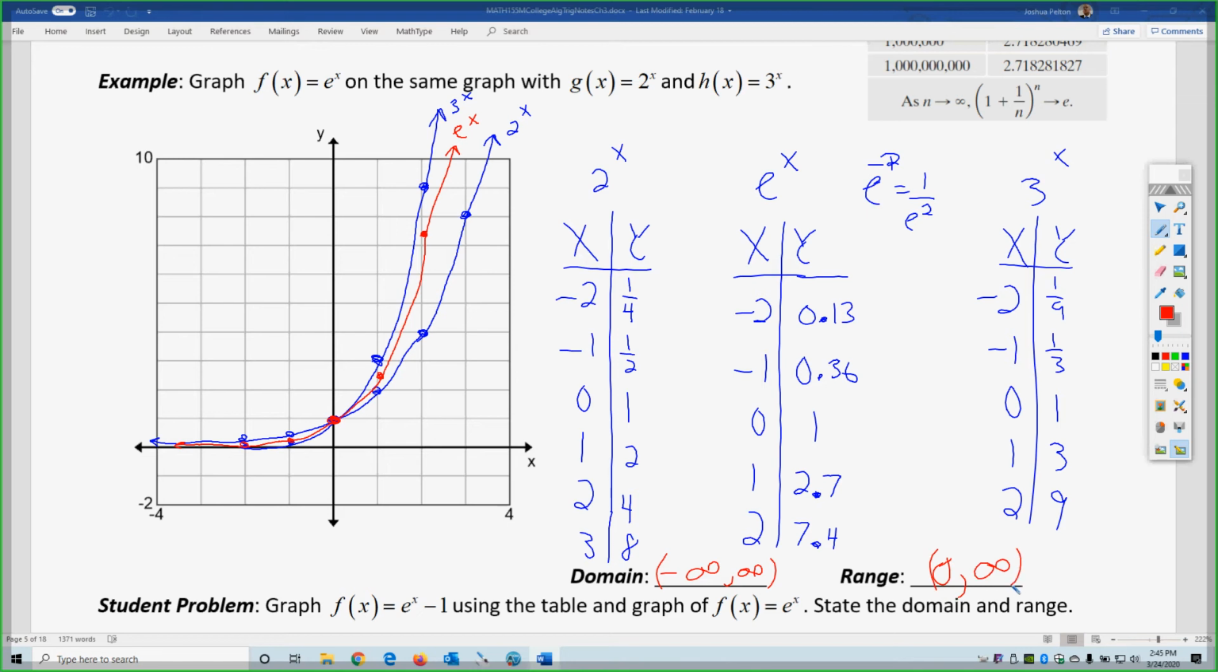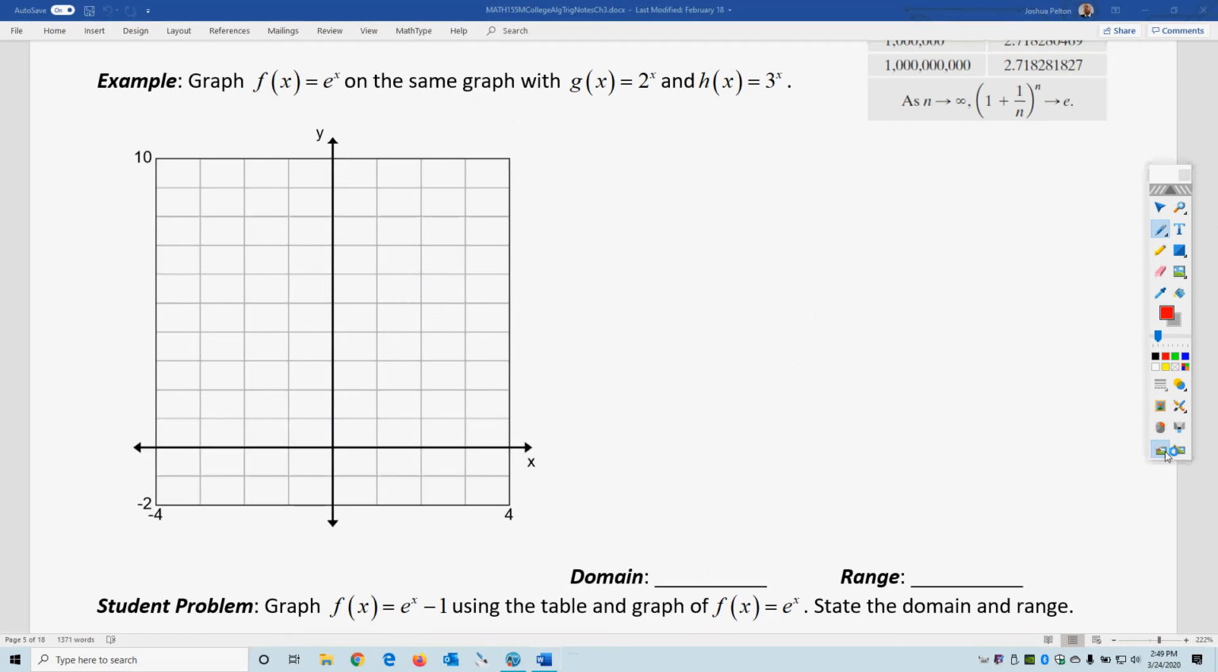So don't think that all of a sudden e to the x is a separate topic altogether. It's not. Nothing changed. It's just another number, just like 2 or 3. It's just not a nice whole number. It's an irrational number. But again, you can be any number you want for an exponential function as long as it's not negative, and it's not 1, and it's not 0, right?